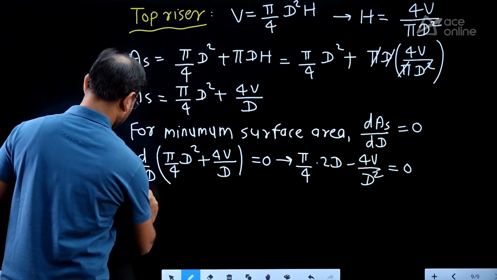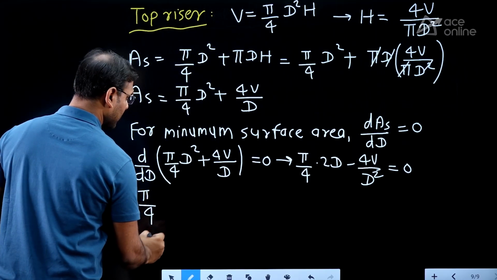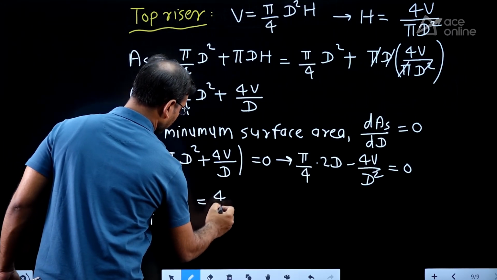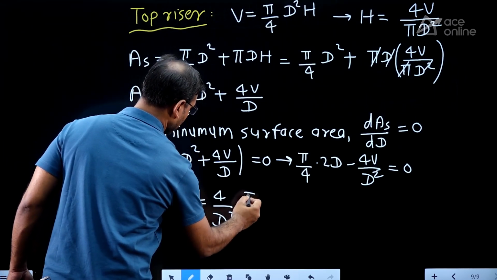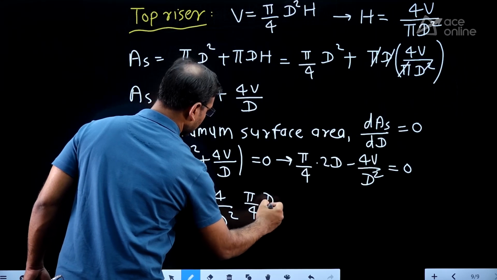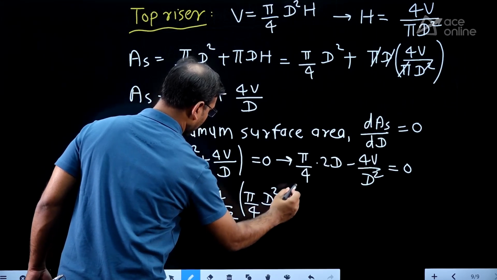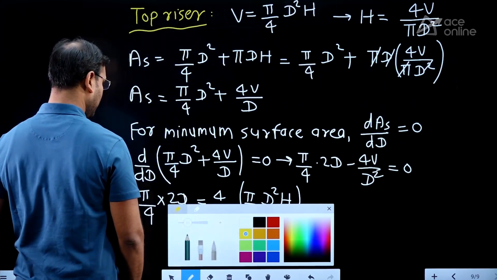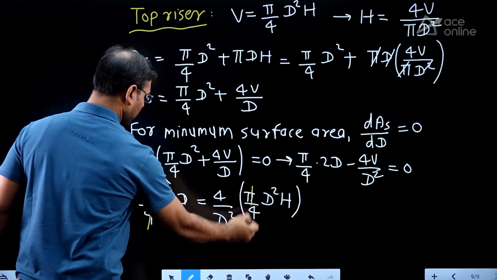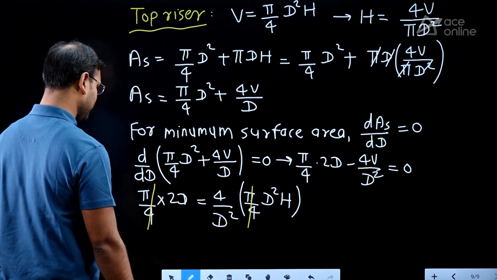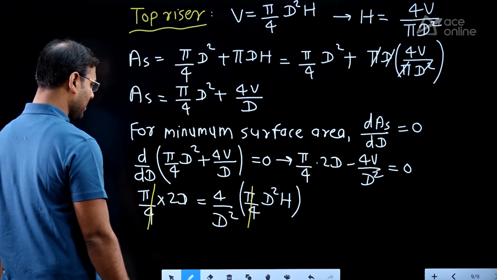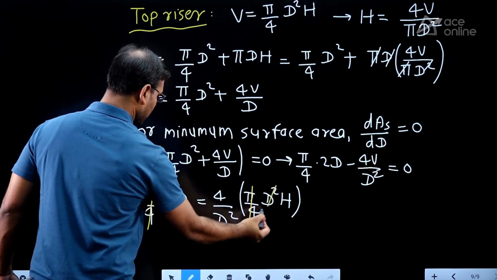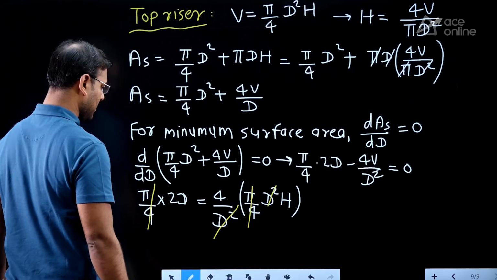Okay, and then here I am writing pi by 4 into 2D is equal to 4V by D square. Volume is pi by 4 D square H. This is the volume. And see here which terms cancel: this pi by 4 gets cancelled. Then this D square is also going to cancel.